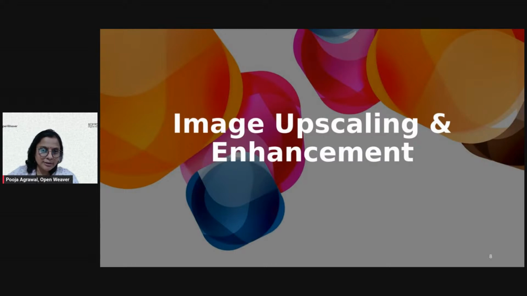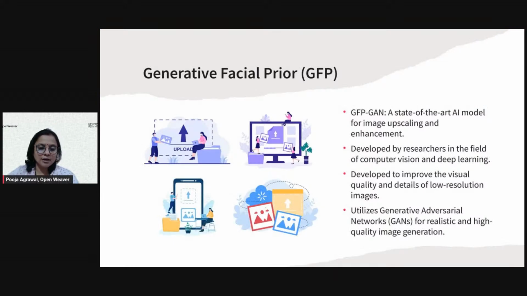So we talk about image upscaling and enhancement. As we talk about this upscaling and enhancement, we are using the generative facial prior, or let's call it your GAN-based GFP, which is a state-of-the-art AI model for improving the image resolution, enhancing the quality, or in fact removing the blur. I'll show you this enhancement as well.